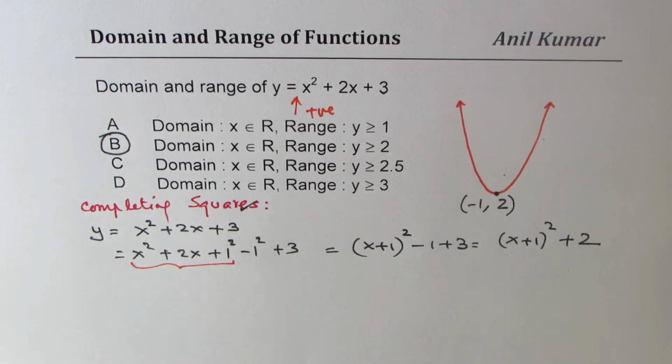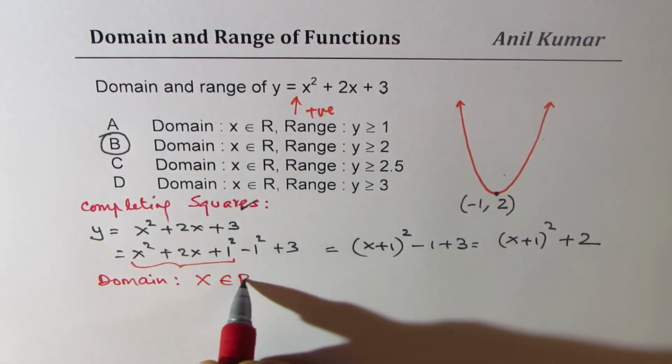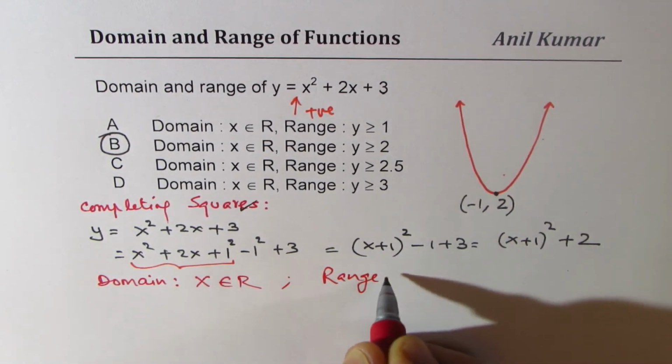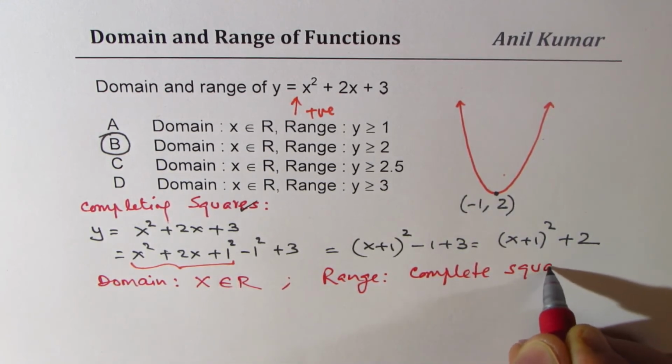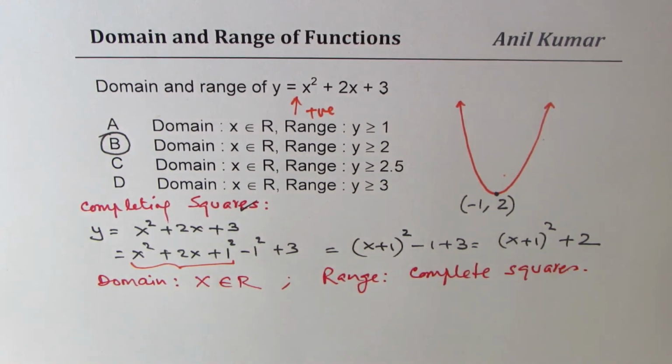You see that? That is how you're going to answer such questions. When you're working with quadratic equations, remember the domain is always x belongs to real numbers, no restrictions. However, as far as range is concerned, you need to complete the square and then answer, as we did in this example, if the equation is not given to you in vertex form. I hope that part is clear to you. That's how you should be doing it.